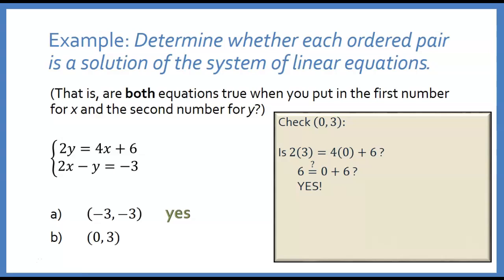Okay, what about the second equation? If we put 0 into that for x and 3 for y, we have 2 times 0 minus 3 equals negative 3. Is that true? Well, 2 times 0 would be 0, and 0 minus 3, yes, that is equal to negative 3. So 0, 3 works in both equations, so it is a solution to the system.